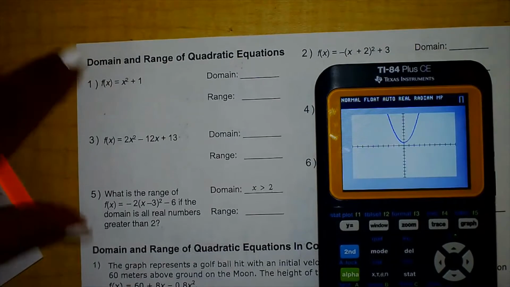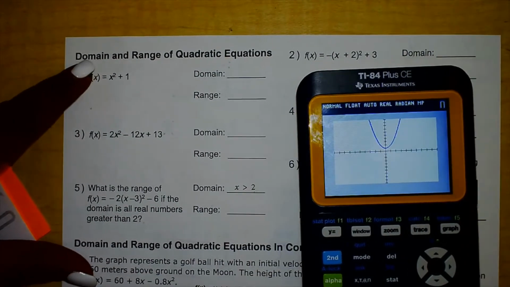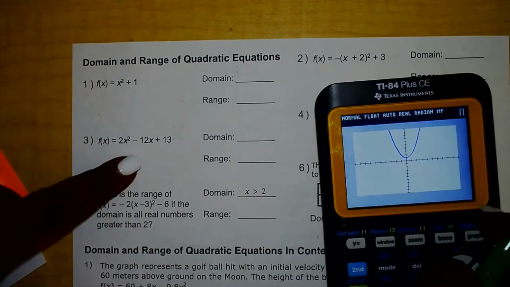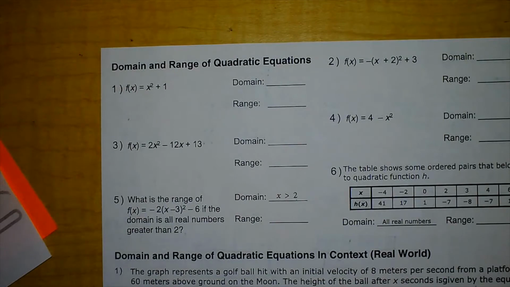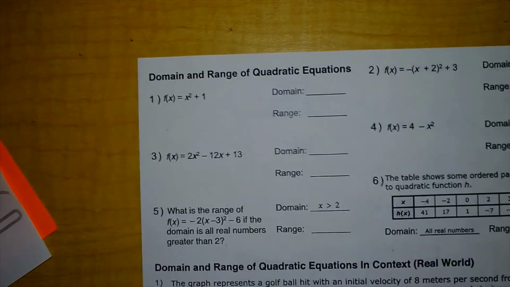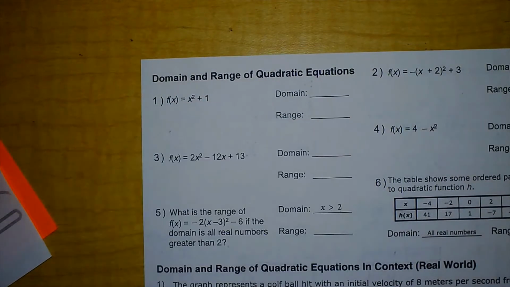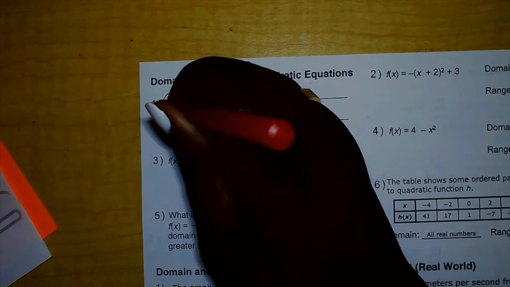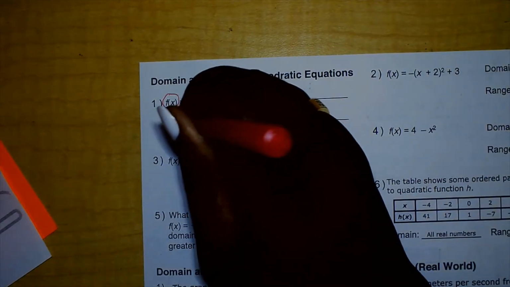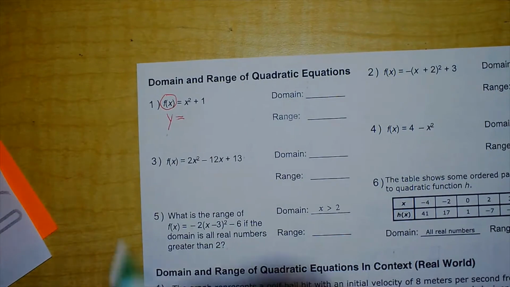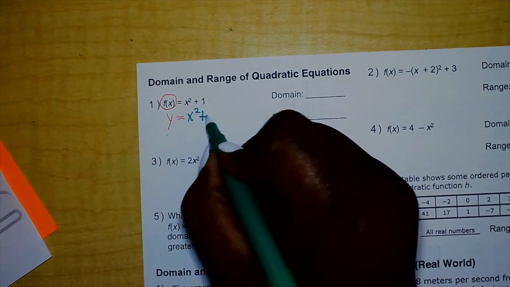Okay, the back side of your notes is domain and range of quadratic equations. First, we have the equation here, f of x is equal to x squared plus 1. Note that whenever you see f of x, that means y equals. So, y equals x squared plus 1.